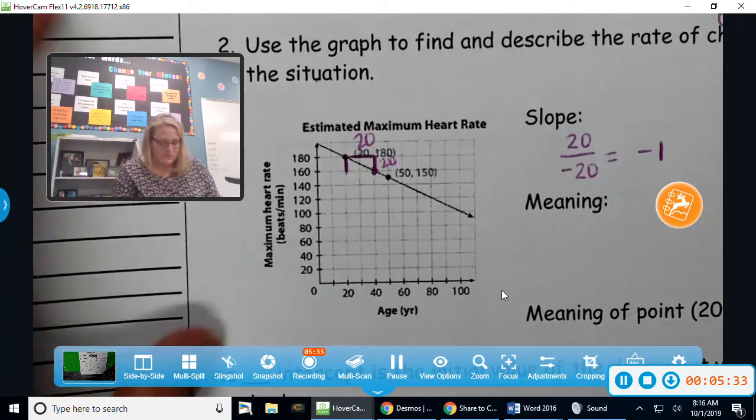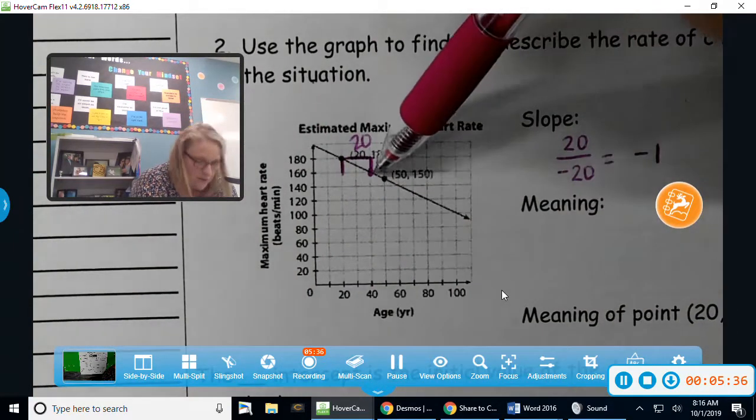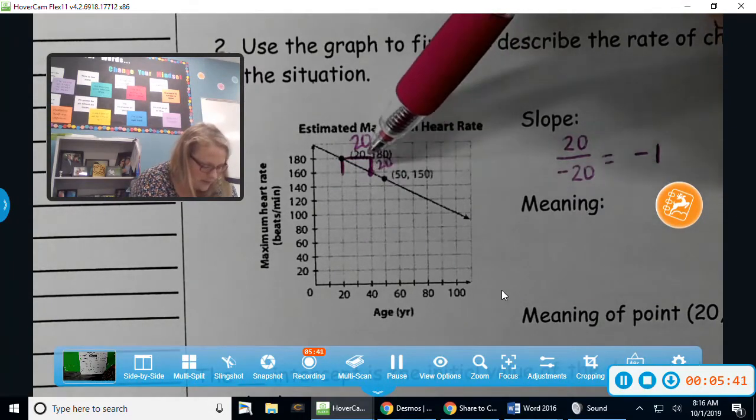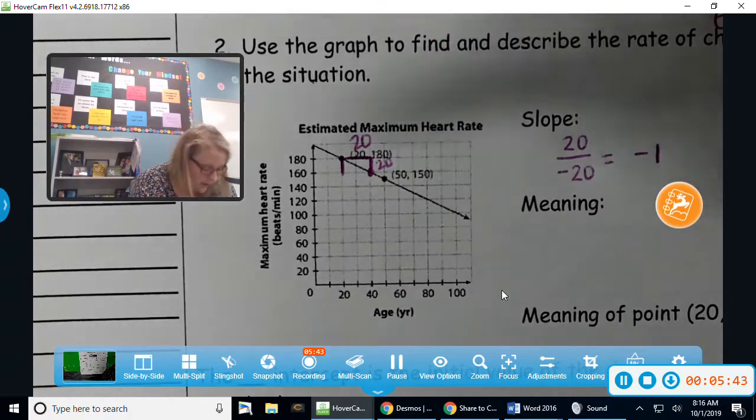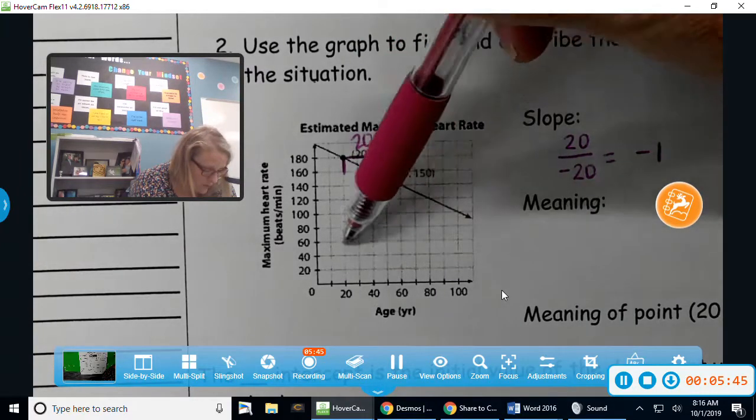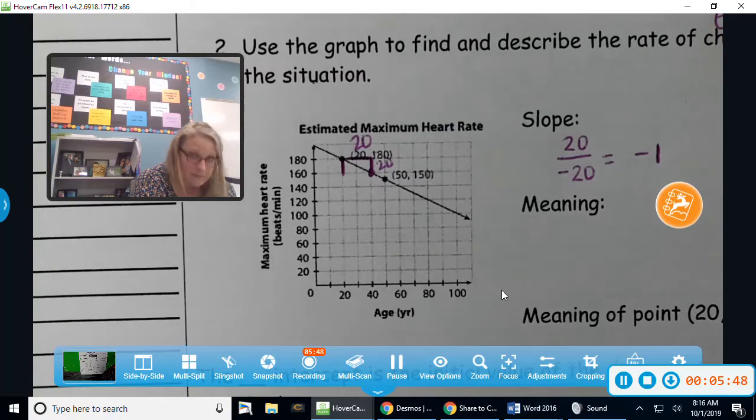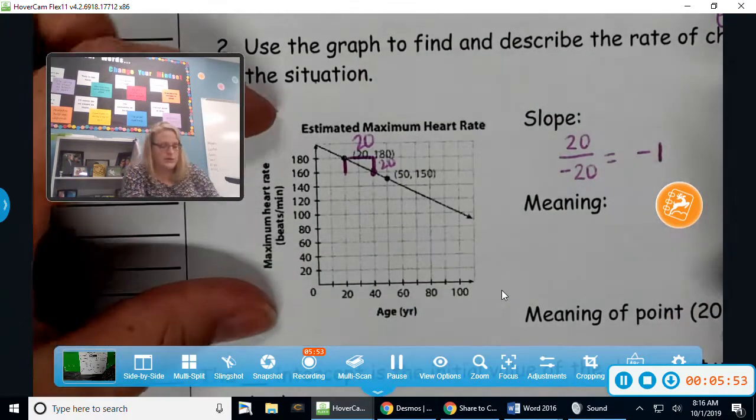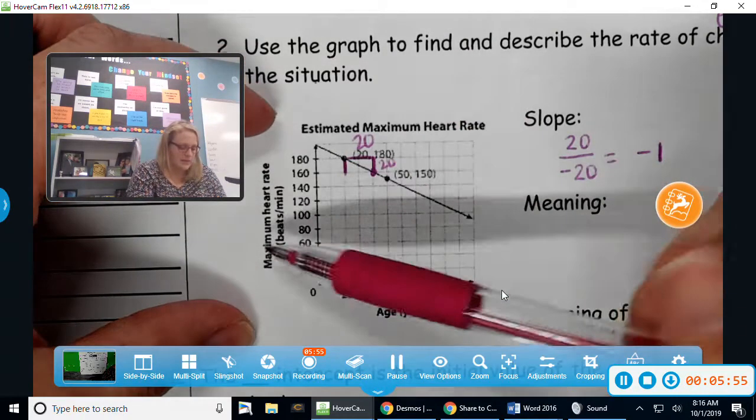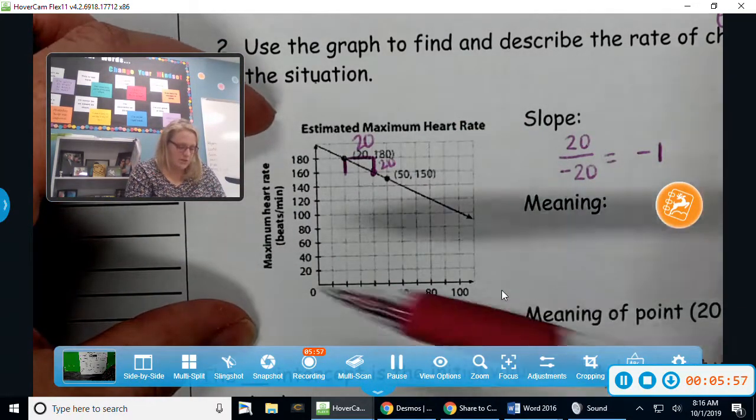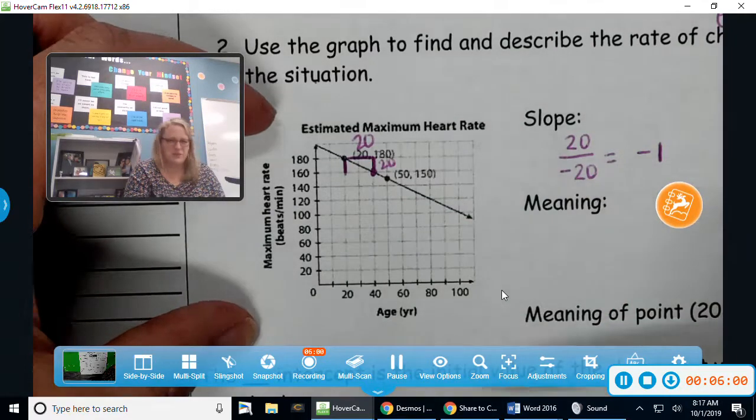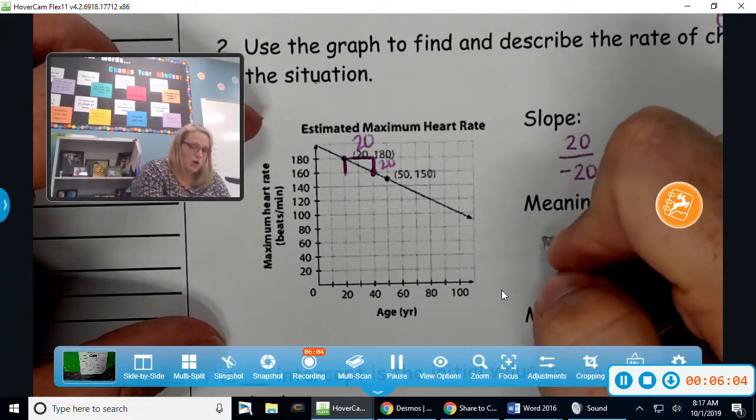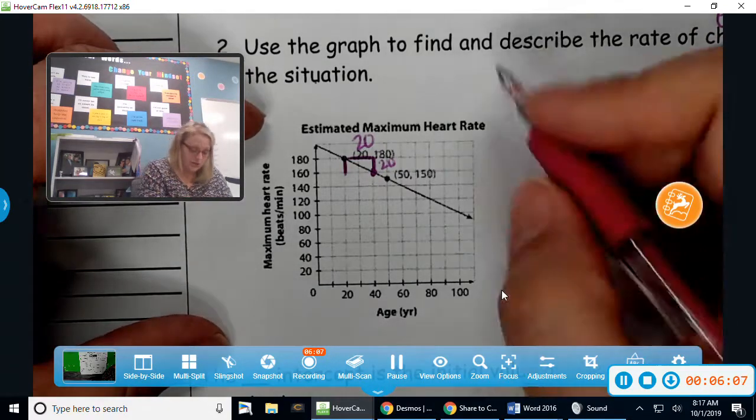All right, so again, what we did here is we counted the vertical change going up, and each box here represents 20. So instead of just doing 1, it's 20. And then I went backwards from 40 to 20, which is another 20. Okay. So the meaning here is going to be the y per x. So we can just play around with that in our heads. We can say the heart rate per age, the maximum heart rate per age. But that doesn't make sense to say the maximum heart rate per age. So we're going to say the maximum heart rate for your age.